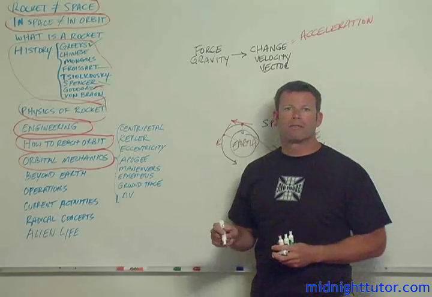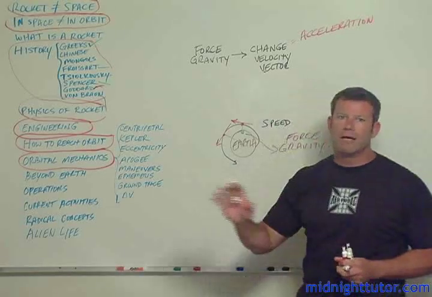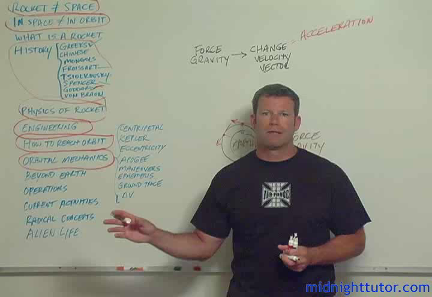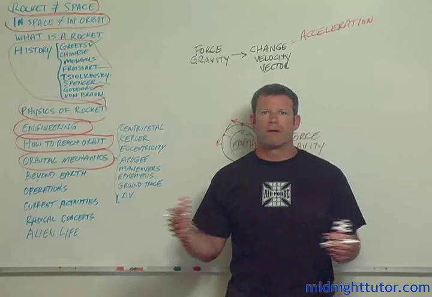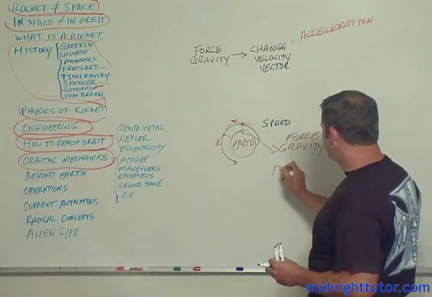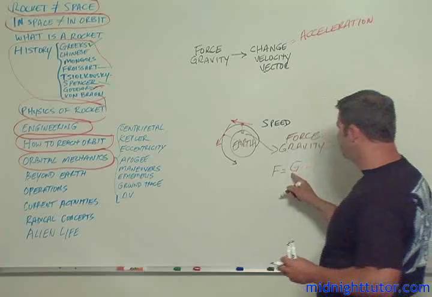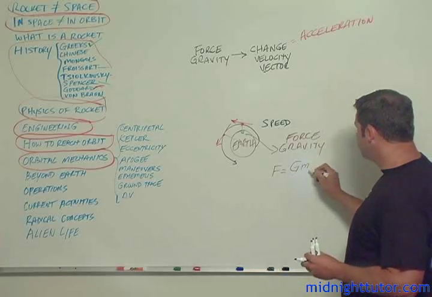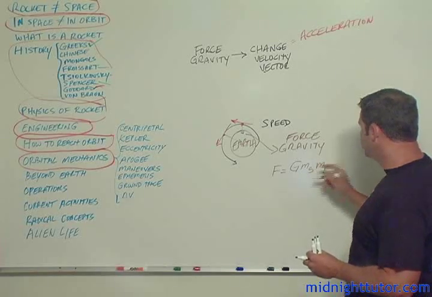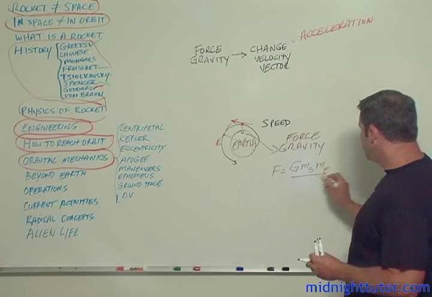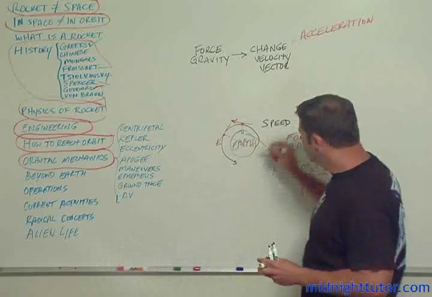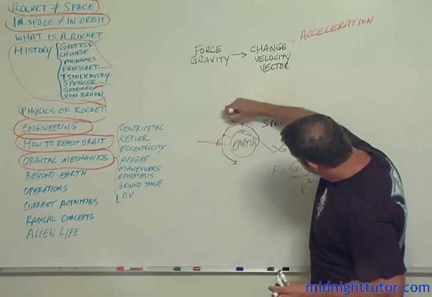Now, Newton, a long time ago, worked out an equation for the force of gravity. This is virtually the only time I'm going to bring up any equations. I think it's imperative that you see this as part of the overall understanding of how orbits behave and why they behave that way. The force of gravity is the gravitational constant, big G, times the mass of one body, in this case the mass of the satellite, times the mass of the other body, in this case the mass of the Earth, divided by the distance squared. The distance R is the distance between the center of the Earth and the satellite.